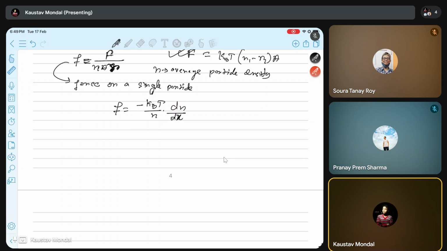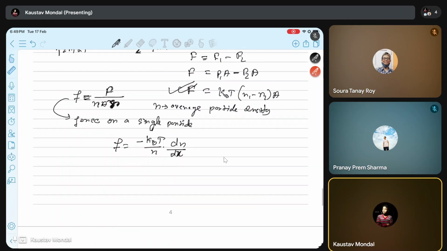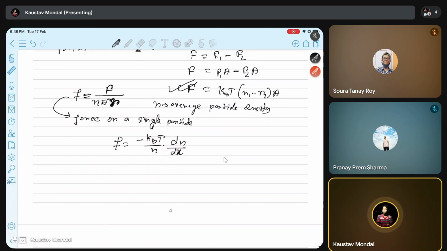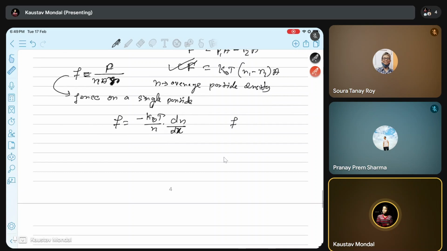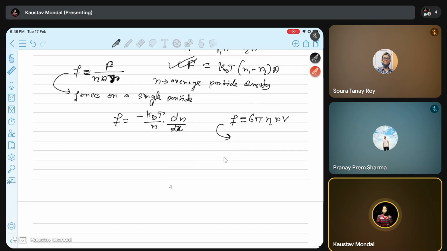Now from the Stokes law we know this: if in a fluid layer there is some velocity difference, or difference in momentum or force, that arises in the system, then because of that there is a viscous drag acting on the system, right? That viscous drag force is given by this formula from Stokes law, 6 pi eta r v.